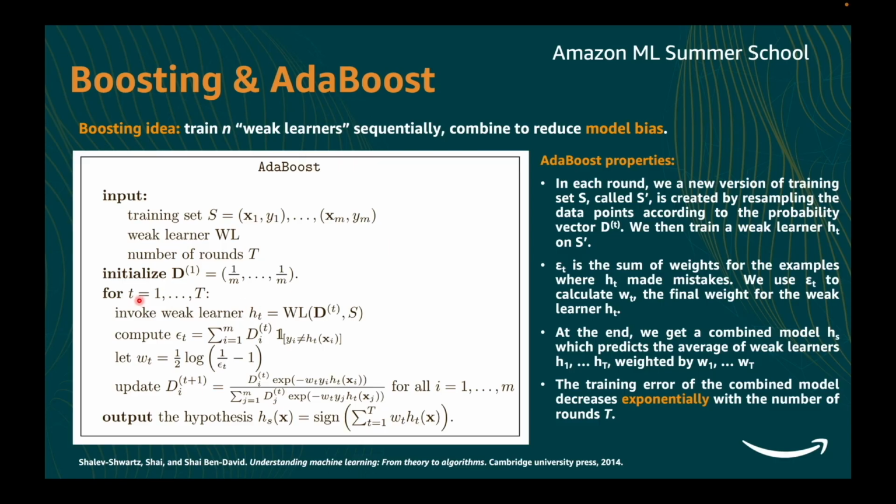Then in each iteration of Adaboost, you create a new weak learning model. From the weak learner, you create this model, and the procedure to create this model is over here.